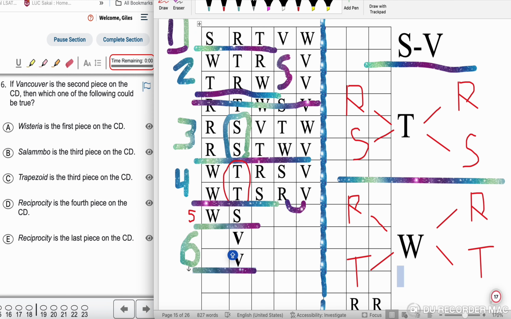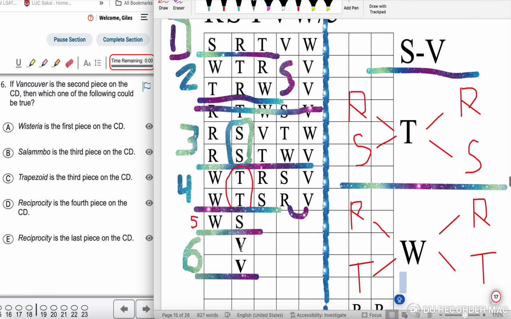For question 6, if V is in the second place, he's in the city, which of the following could be true? So I want to put V in second position here, and I bolded it for number 6. So all we have to do is simply fill it out. We already know that S has to be before V, so that minimizes the information right now. So now we only have 3 letters left. We narrow it down, 3 out of 5.